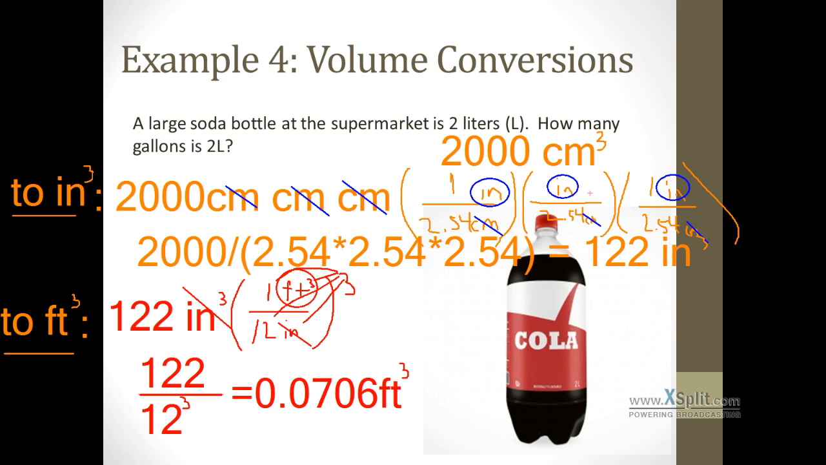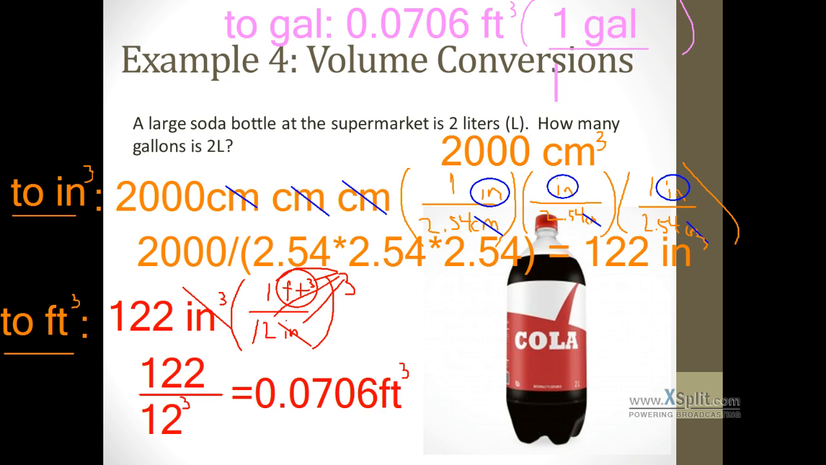And now as a last step, I want to convert into gallons. I ran out of space on the bottom. Hopefully you didn't. So I'm going to type up top, to gallons. I want to convert my 0.0706 feet cubed. Luckily, gallons converts pretty readily. Remember, that's the magic number: 1 gallon for every 0.1337 feet cubed.